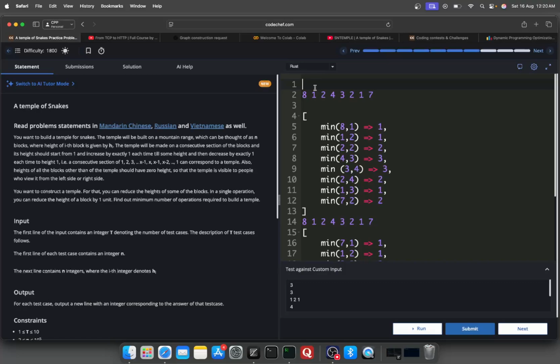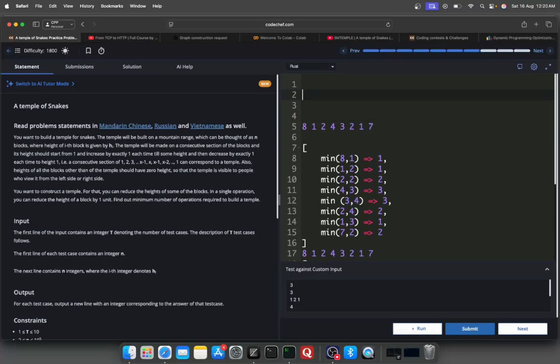Okay, so what they are trying to say is, you can put as many zeros as you want on the left side, and whenever your element is 1, after 1 you have to start incrementing your element till n, and this n is the peak of this temple, and after n you have to start decrementing it like this, and of course you can put as many zeros here.